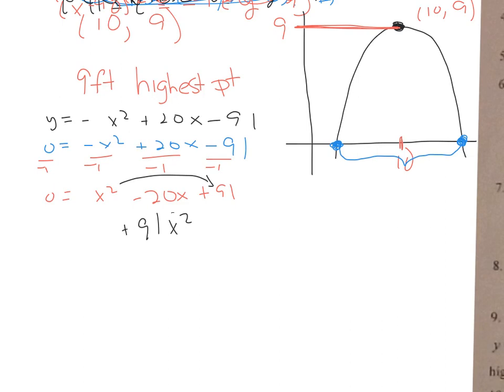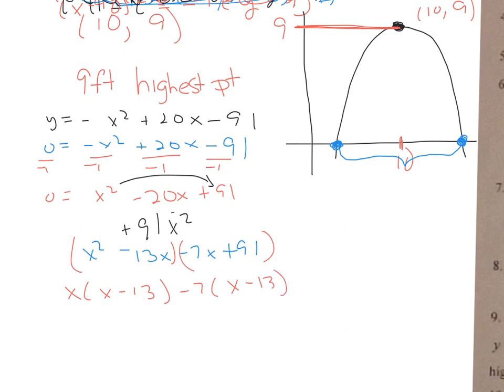91x squared. Now, are there numbers that multiply to 91 and then add to negative 20? Yes, that's negative 13x and negative 7x. So bring down the 91, bring down the x squared. And now I'm going to factor by grouping. All right, so the GCF is x times x minus 13. GCF is negative 7 times x minus 13. So my factors are x minus 7 and x minus 13, and that equals 0.